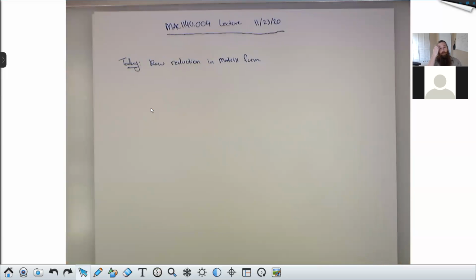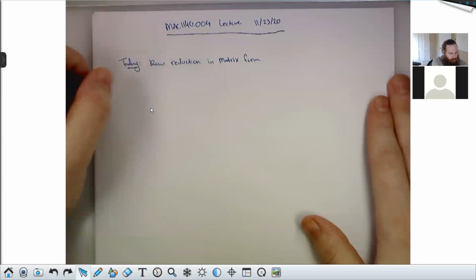So there's kind of two things to talk about. First, what is a matrix, and how is it connected to this idea of a system of equations? And then second, what does it mean to row reduce a matrix, or equivalently, row reduce a system? Definitions first.